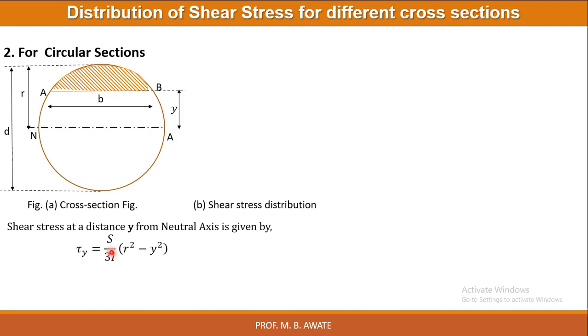and we are interested in finding out the shear stress at a distance y from the neutral axis. Means at this particular point it is given by tau y is equal to S divided by 3I into bracket r square minus y square.